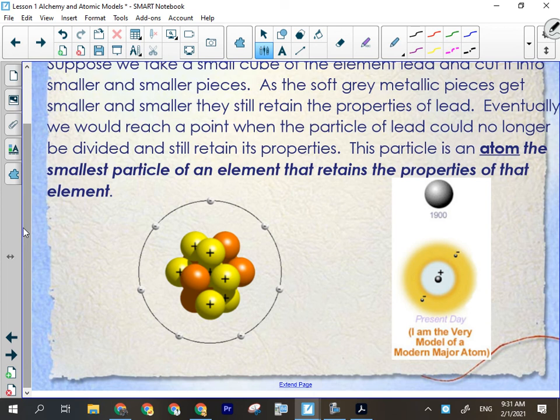And that's kind of what happens in a nuclear reactor. If you're splitting an atom, you're changing it from whatever it was, uranium or plutonium or whatever, into other particles. And when that happens, it releases energy.